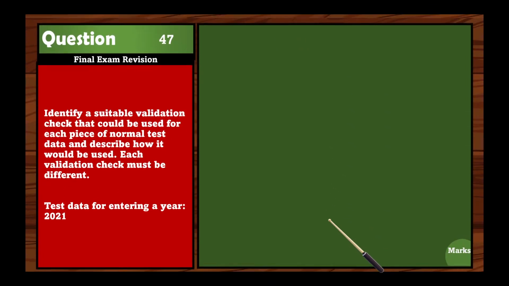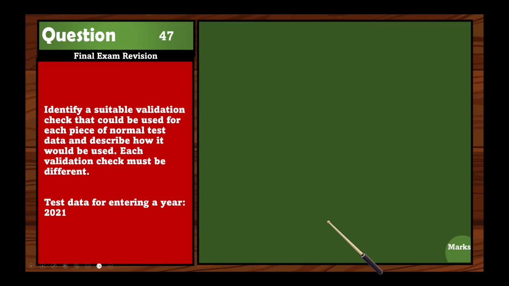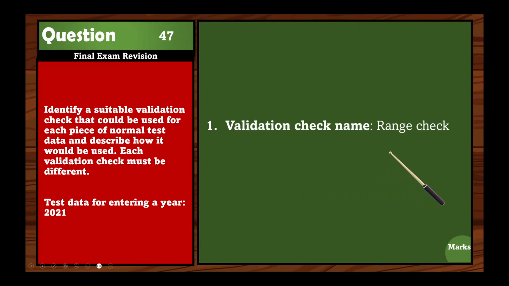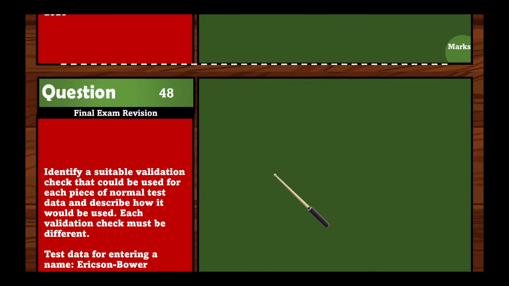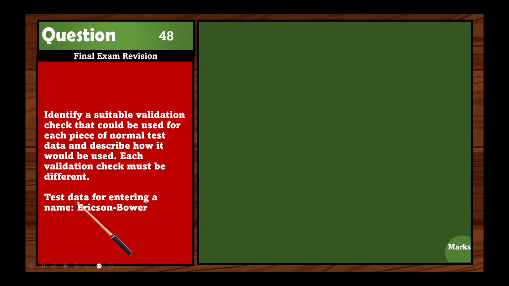320 characters. Next one, identify a suitable validation check that could be used for each piece of normal test data and describe how it would be used. Each validation check must be different. Test data for entering a year, 2021. So we have to enter the year 2021, and what should be the check we should use? So we can use the range check, okay, to check that the number entered fits within a given parameter or given range.